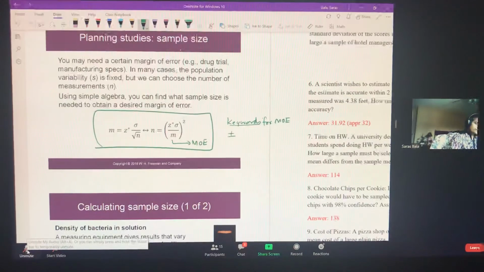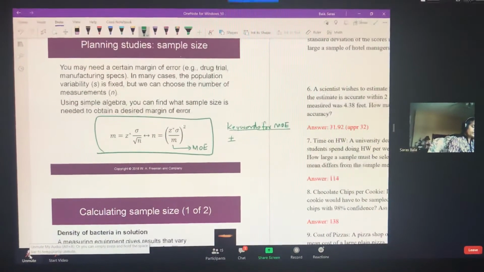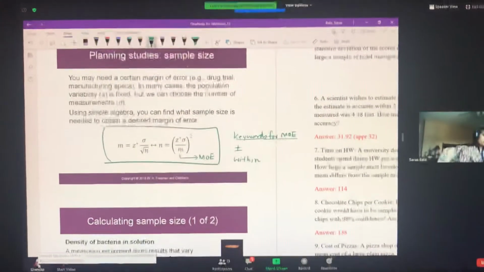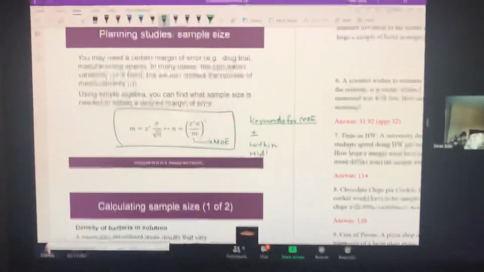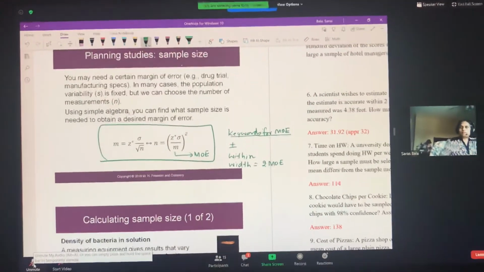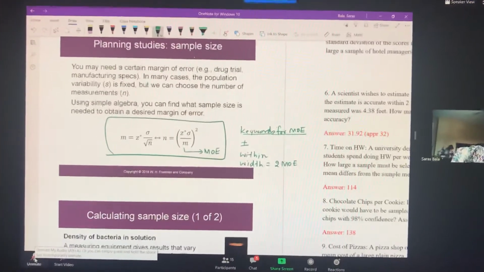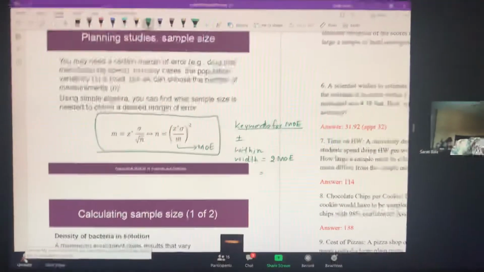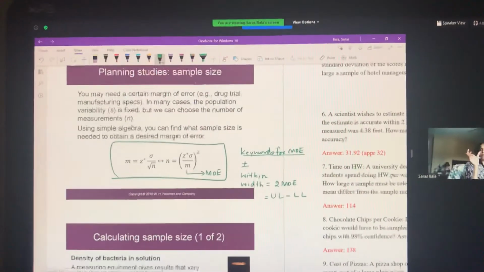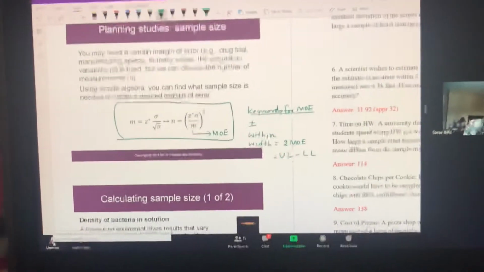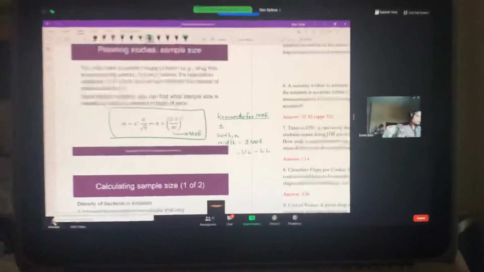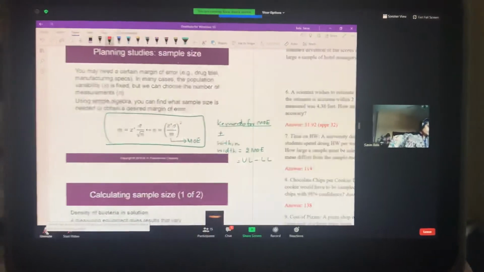It is plus or minus, or it will have the word "width." What is the width? Width is going to be twice the margin of error, or you can say the difference between the upper limit minus the lower limit, or the difference between the lower boundary and the upper boundary. So these are all the keywords that you will be seeing in your problem.